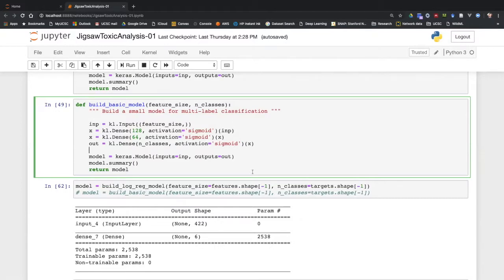So the model has two layers. The first one has 128 nodes. The second one has 64 nodes, and they are fully connected. So that means that every single node in the first layer is connected to every one of the 64 nodes in the second layer. And here the activation function uses one.